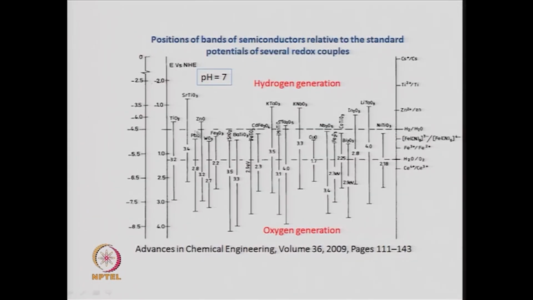Now, based on these energy levels, which is the position of the bands of different kinds of semiconductors, you can find out which semiconductor will be useful for hydrogen generation and which semiconductor will be useful for oxygen generation. Now, the scale is given with respect to the normal hydrogen electrode.